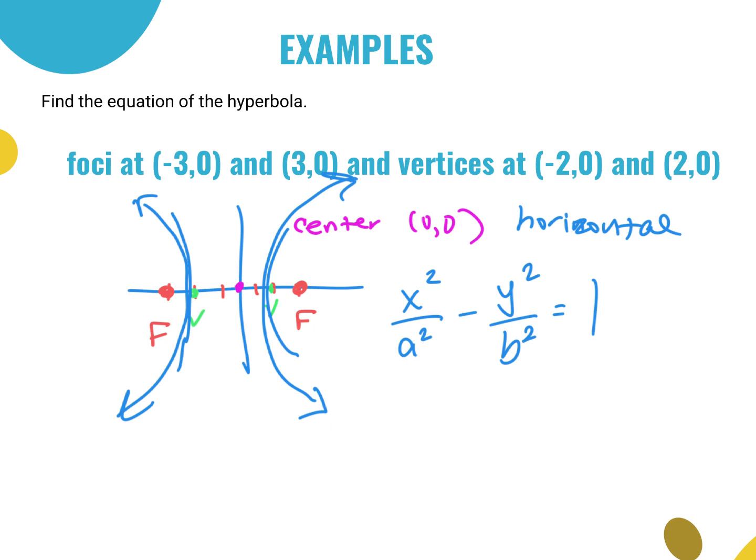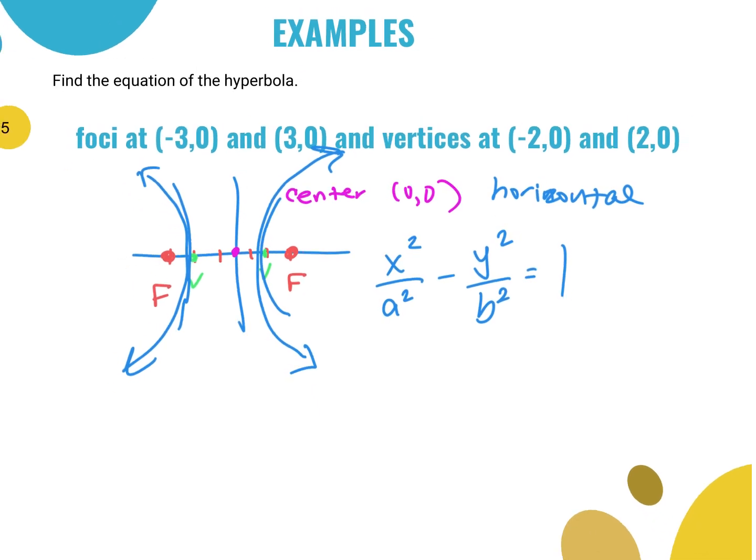Oh, thank you. All right, guys. So when they told you the foci, how far? What is the foci? That's your C. How far is it from the center to one of your foci? Plus or minus 3. Good. You could just say 3 if you want to. That's fine. What's the other letter that you know?